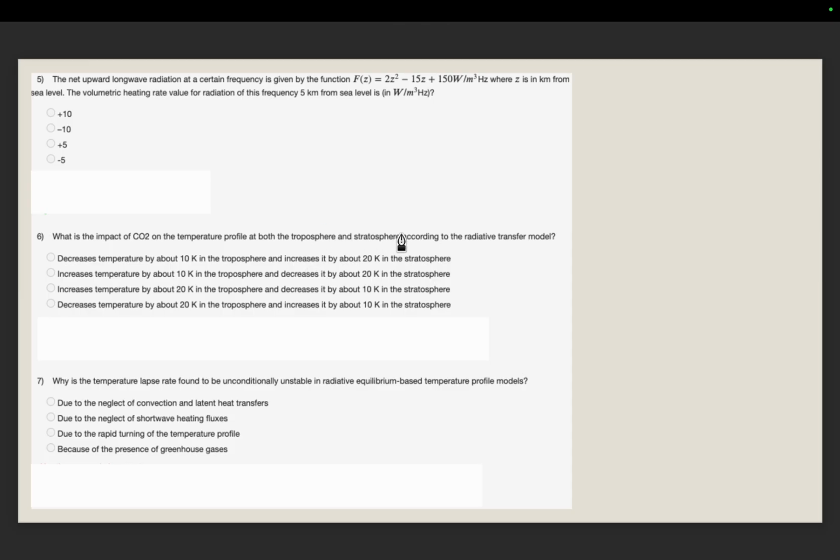Now question 5. The net upward longwave radiation at a certain frequency has been given with a function here, that is F z equals 2z square minus 50.